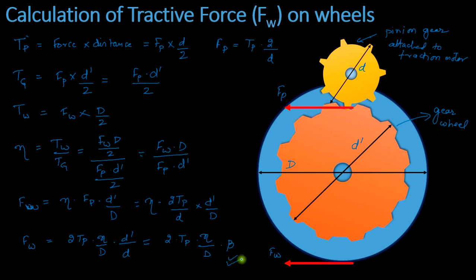So this is the required expression for the tractive force available on the wheels, and it is dependent on the torque produced by the traction motor, which is Tp, times the efficiency of the mechanical transmission, divided by the diameter of the wheel. The larger the diameter, the lower will be the tractive force, times the gear ratio.